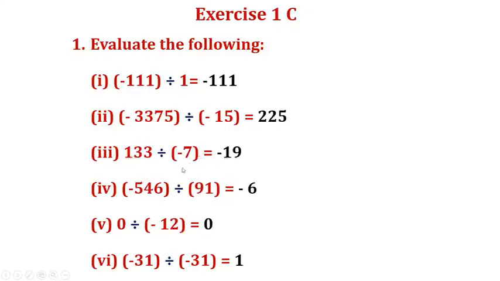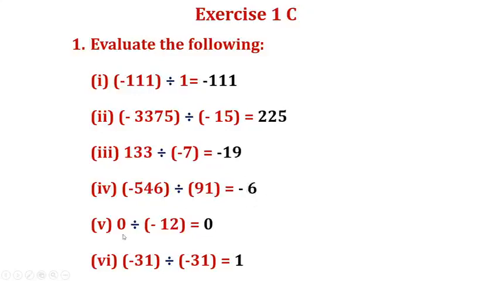Now if you divide 133 with 7, you will get 19 times. 7 19s are 133, but you will get a minus sign, because these two numbers have different signs. If they have the same sign, whether plus or minus, you will get plus only. If they have different signs, you will get minus. Those two rules you have to remember. Here also observe, these two numbers have different signs, so you will get minus. And dividing 546 with 91, you will get 6 here, so minus 6.